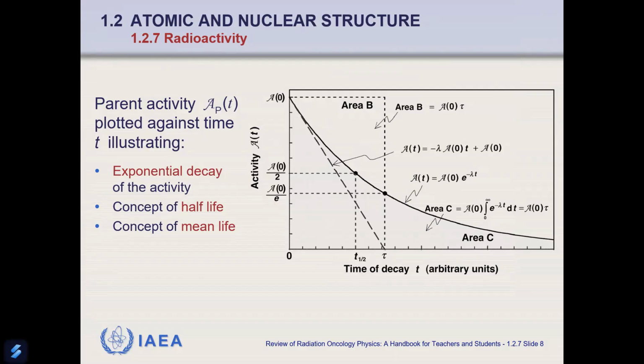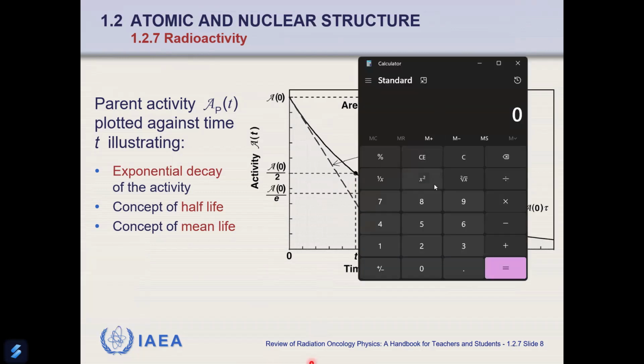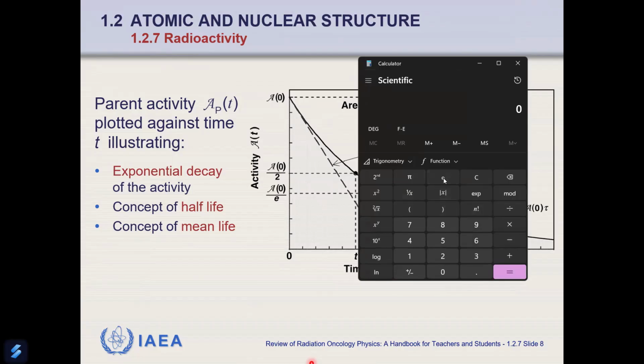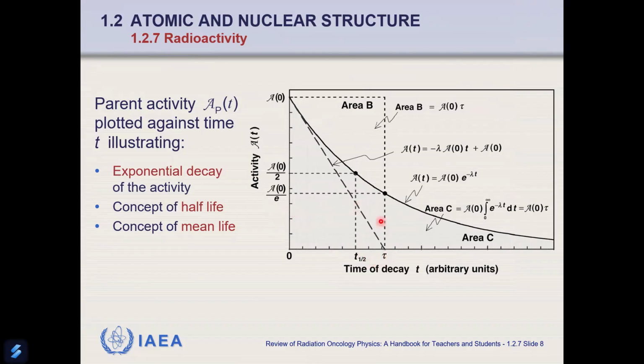Let me see if I can calculate it here on my computer. What is the value of e for anyone who knows? I don't know if I have a scientific calculator here. 2.718. All right. So the mean life is basically the amount of time needed for the activity to drop to 1 over 2.718. That's the mean life, represented by the symbol tau.